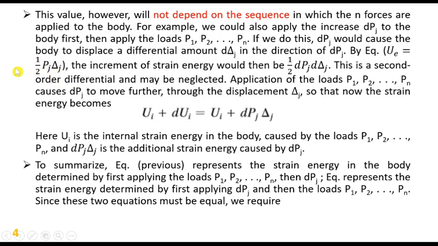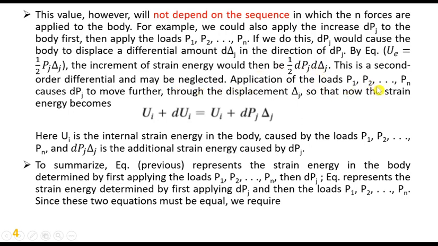So half is taken because it is increasing linearly from zero. The increment of strain energy, that is external energy, would then be the internal or strain energy, half dPj into d delta j. This is a second order differential and may be neglected because this is small and this is also small, so the product can be neglected.